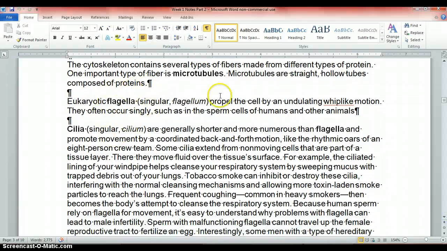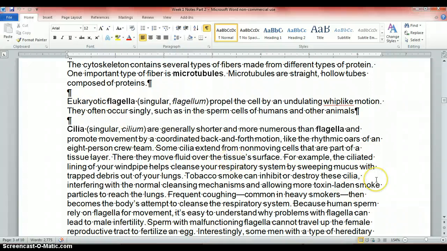Flagella, these do a whip-like motion. Think of them as the tails on sperm. That really gives you the mental image. Cilia are like little hairs. I think of them as rowers, a bunch of oars on like a Viking boat.